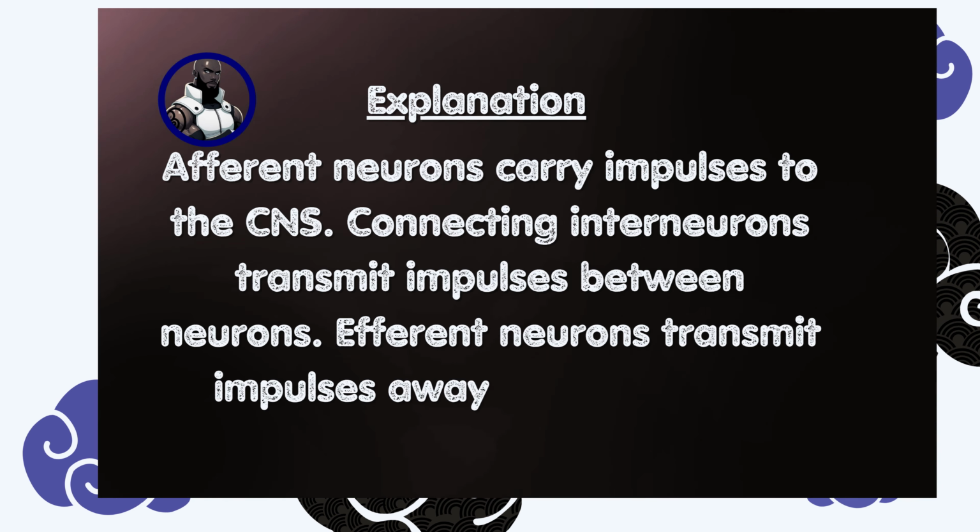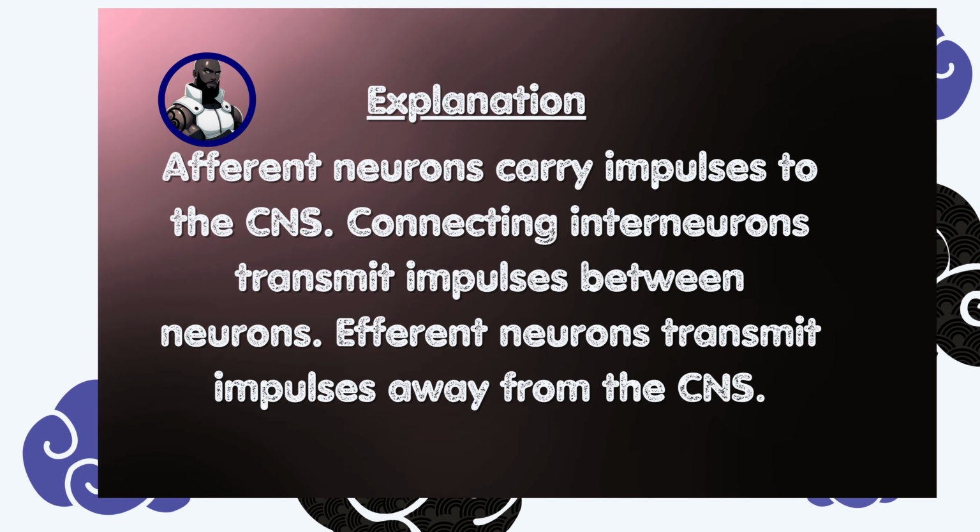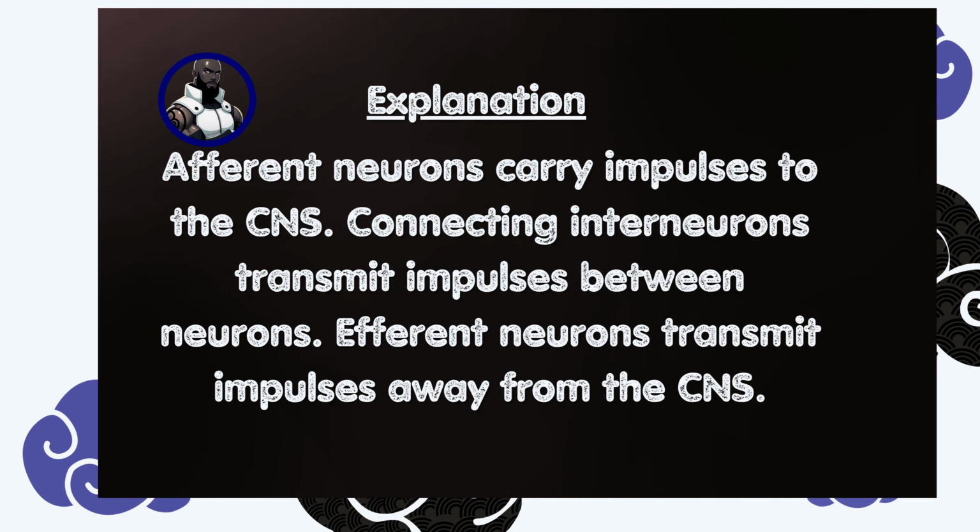Explanation. Afferent neurons carry impulses to the CNS. Connecting interneurons transmit impulses between neurons. Efferent neurons transmit impulses away from the CNS.